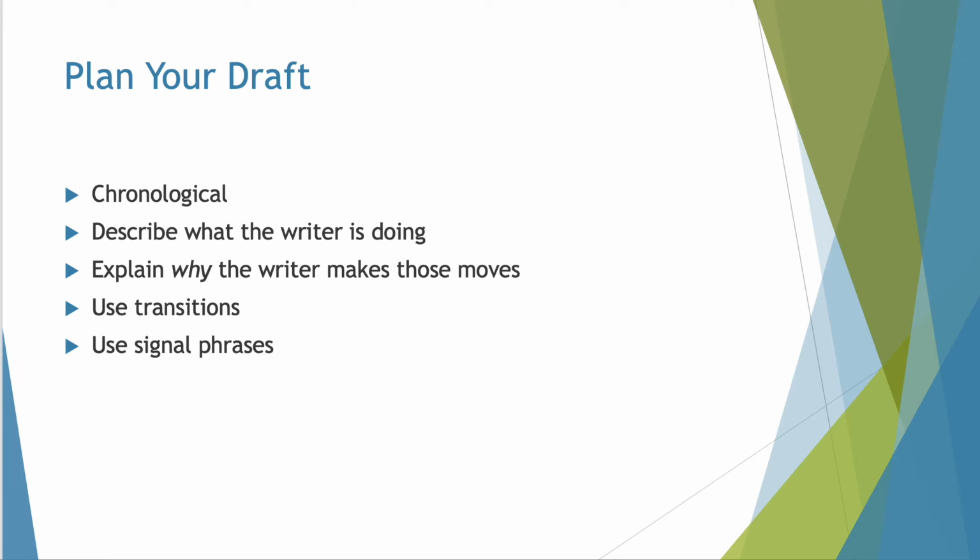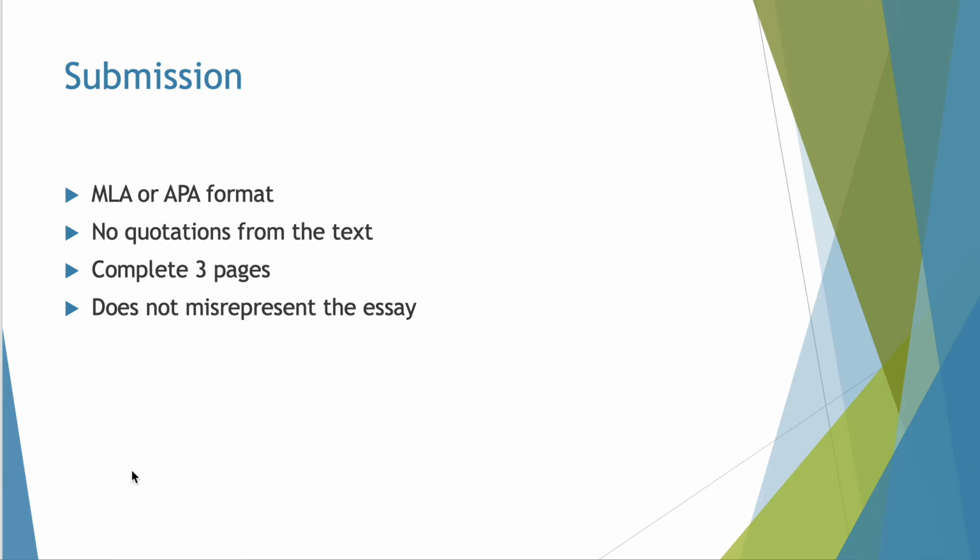Make sure that you're using transitions throughout so that we're going from paragraph to paragraph and even within paragraphs, linking our ideas together and showing relationships between the ideas. And then make sure that you're using signal phrases. Remember, as our textbook tells us, not everything is the author says or the author writes. People can argue, they can counterclaim, they can emphasize. So make sure that your signal phrases really lend a description to your draft.